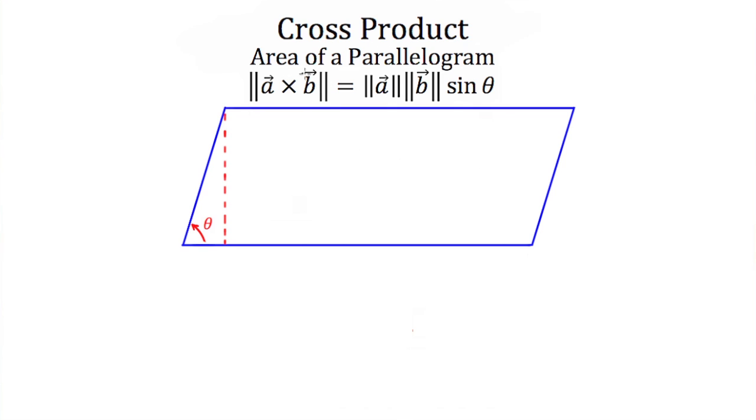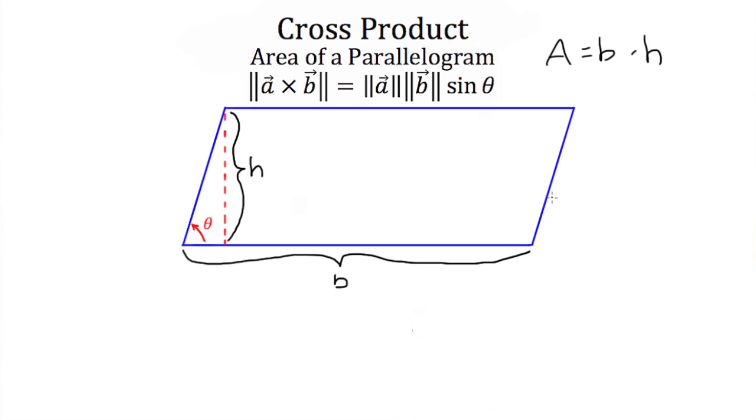Now, when I want to find the area of a parallelogram, I find the length of its base and I find its height. So area is equal to base times height. Now, if I have two vectors, call this one A and this one B, then these two vectors kind of create a parallelogram. If I draw another B vector over here and another A vector up here, I have a parallelogram. Now the length of this vector A is the length of the base of my parallelogram. So the length of the base is equal to the magnitude of vector A.